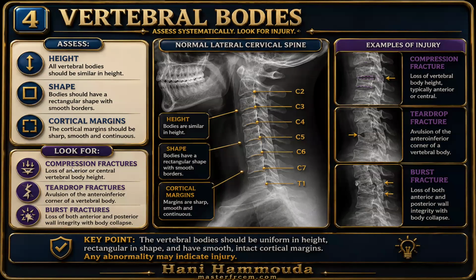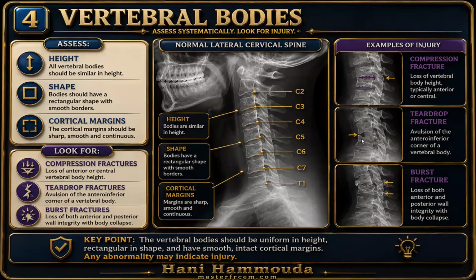Any problem like what? Compression fracture, teardrop fracture, burst fracture. So compression fracture means loss of vertebral body height. So the height will be short in the center. Clear? Yes, sir. So the height in the back is normal, the height in the front is normal, but the height in the center is short. It means this is compression fracture. Easy?